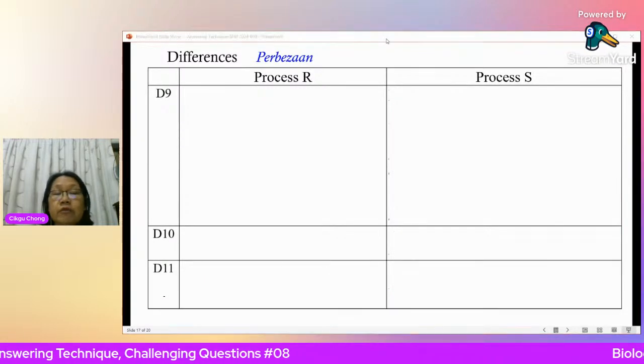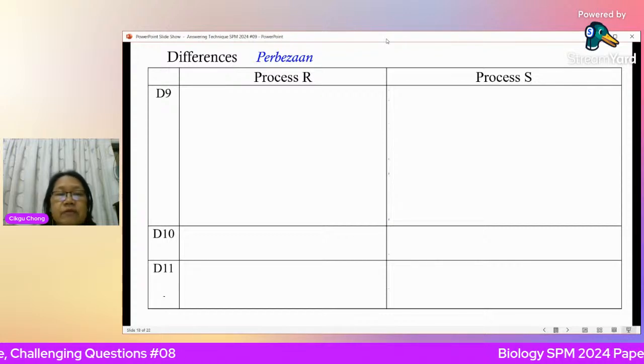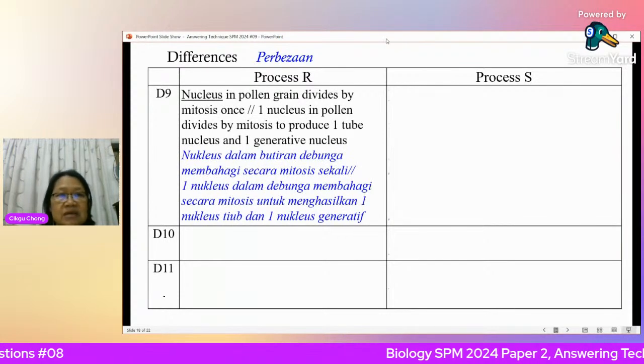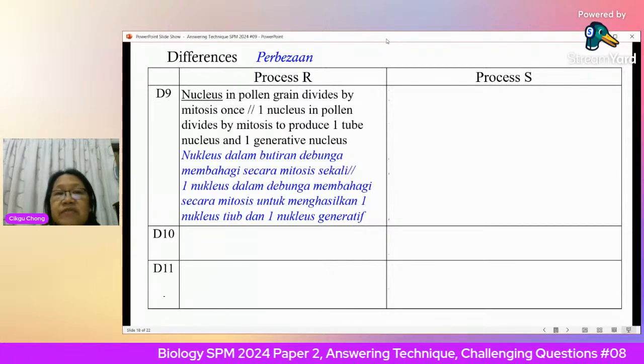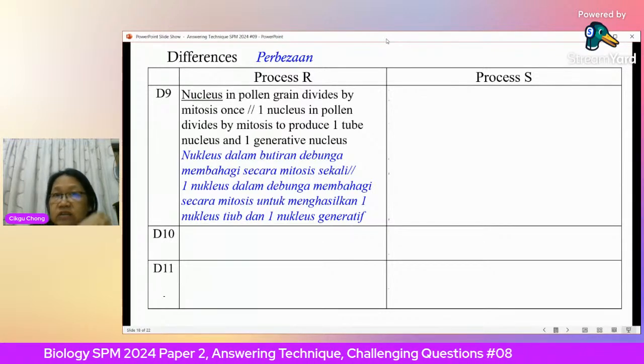Next, D9. For the male, the process R, the nucleus, not cell, the nucleus in the pollen grain divides by mitosis once. So it only divides once.